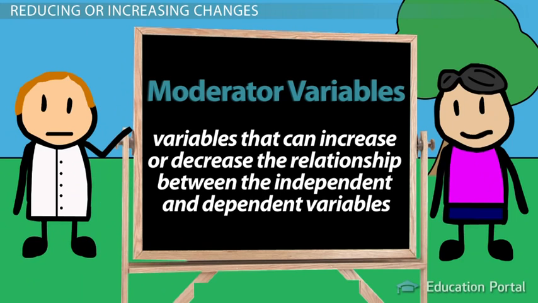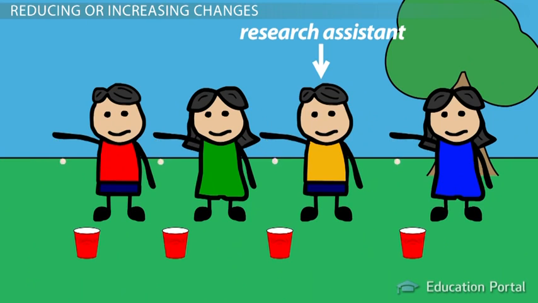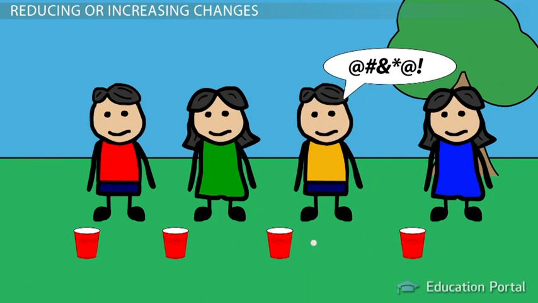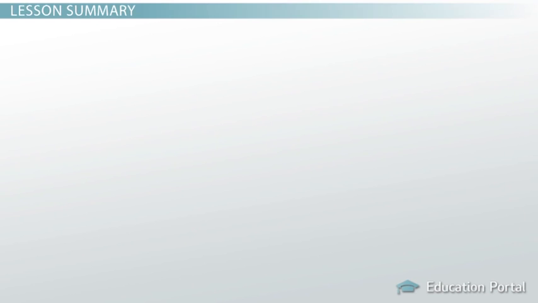Moderator variables are variables that can increase or decrease the relationship between the independent and dependent variable. These are often identified when repeating an experiment or coming at it from a different angle. In our ball throwing example, if you secretly placed a research assistant, someone who works for you, among the participants and made them complain loudly about how bad they're failing, this would likely make everyone else's ball throwing worse. These are not necessarily bad things, but they will change your final result.